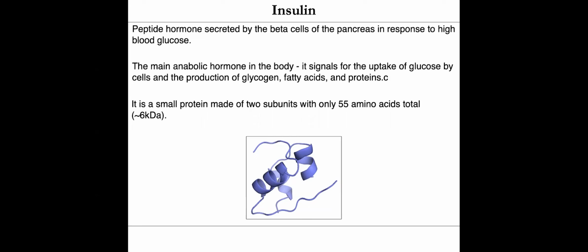It'll also signal for the use of that glucose to basically produce glycogen, which is the storage form of glucose, as well as fatty acids and proteins. So it's a very small peptide hormone. It's made up of 2 subunits, but together it only consists of 55 amino acids total. So it's only 6 kilodaltons big.